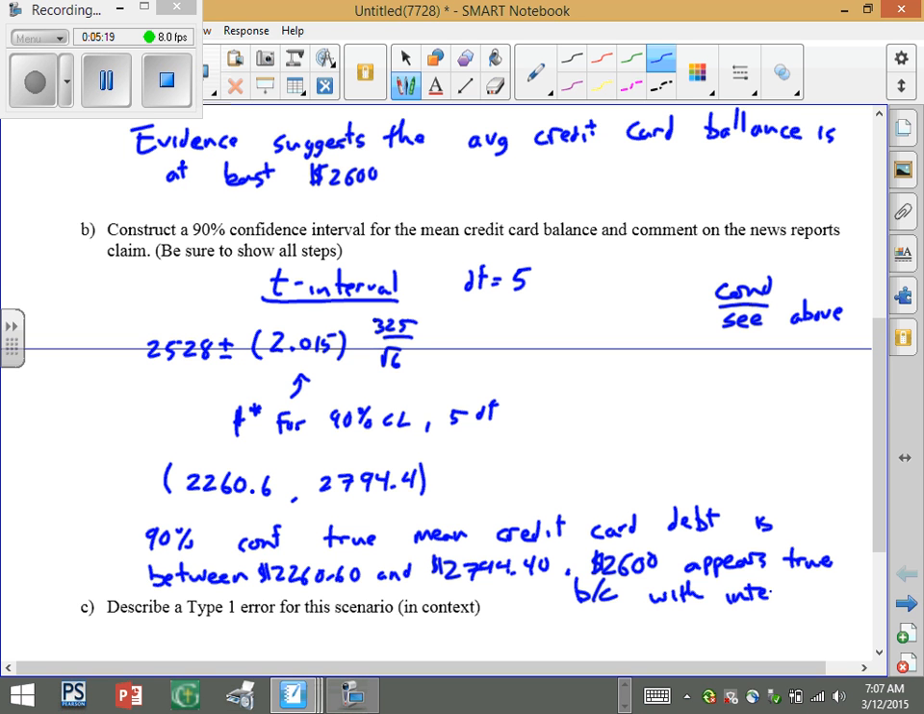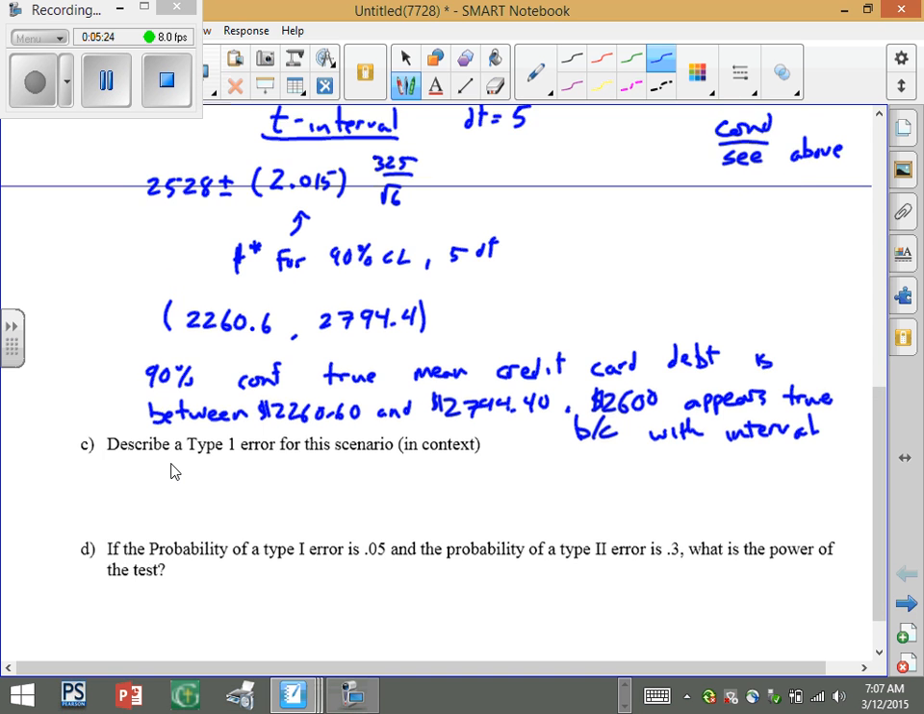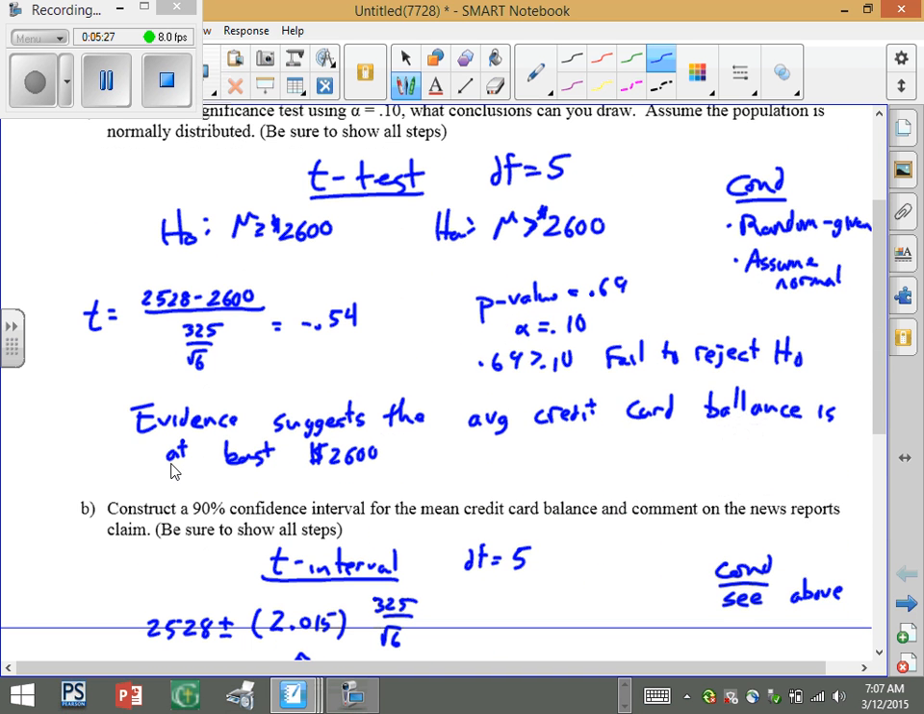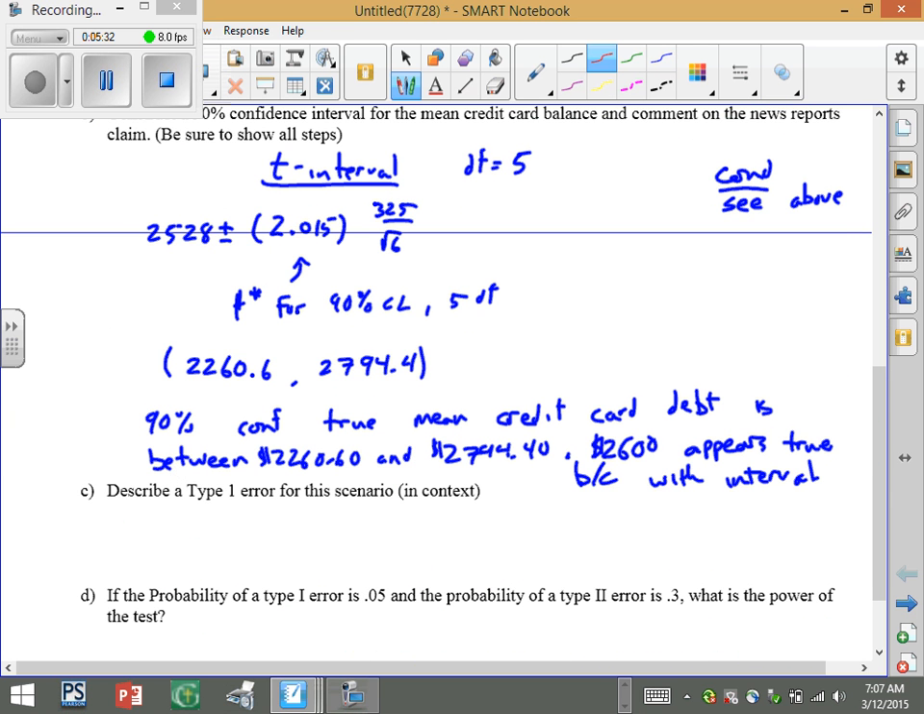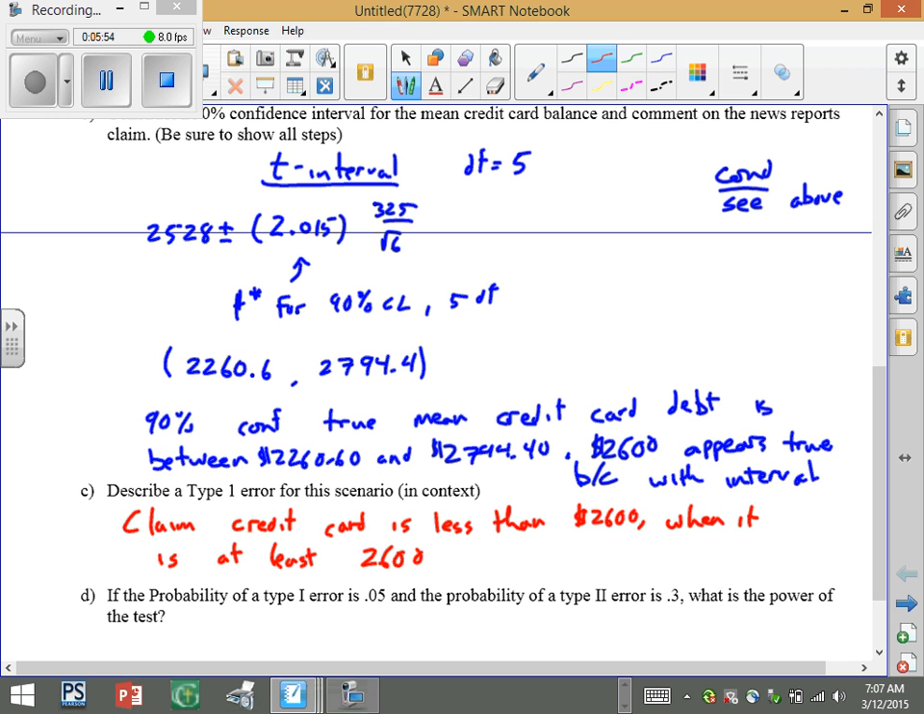All right, so there's your step back to last unit. Describe a type 1 error in this scenario. So type 1 would reject the null when it is true. So our null was greater than or equal to. So what we would claim, you'd claim credit card debt is less than 2,600 when it is at least 2,600. Again, this is the way that I have it set up. If you have equals above, then you'd put, instead of at least, it is 2,600.